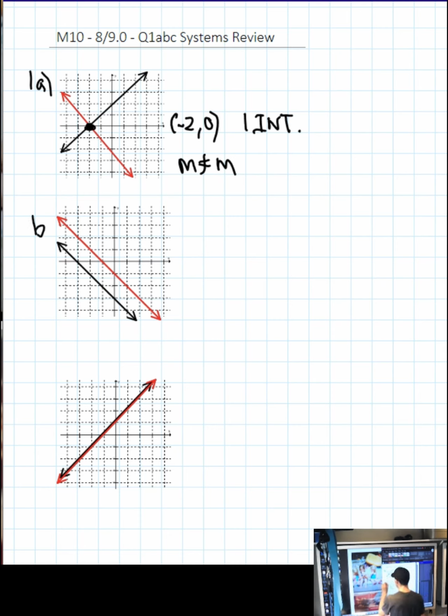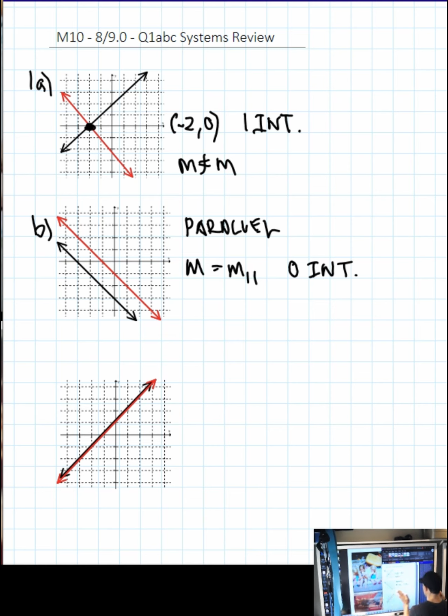Okay, B. So these two lines are parallel, represented by m is equal to m, parallel. So these two vertical lines represent parallel. So find the intersection. These lines never touch. How many intersections? We have 0 intersections. So parallel lines never touch. They continue on forever side by side and never actually touch.